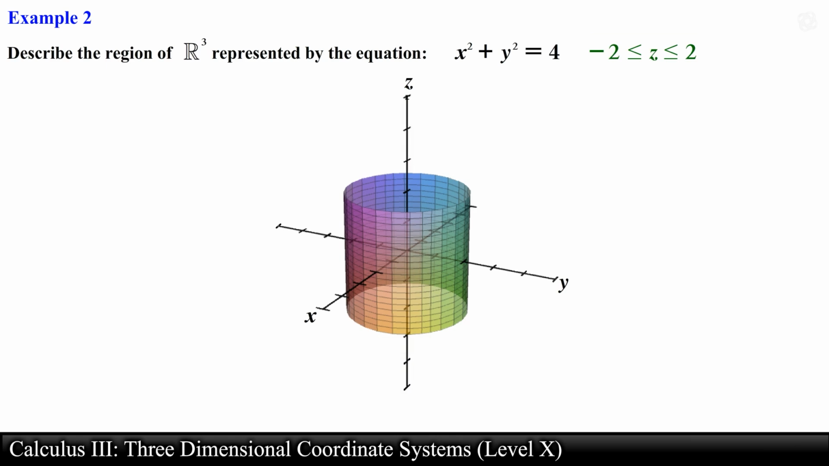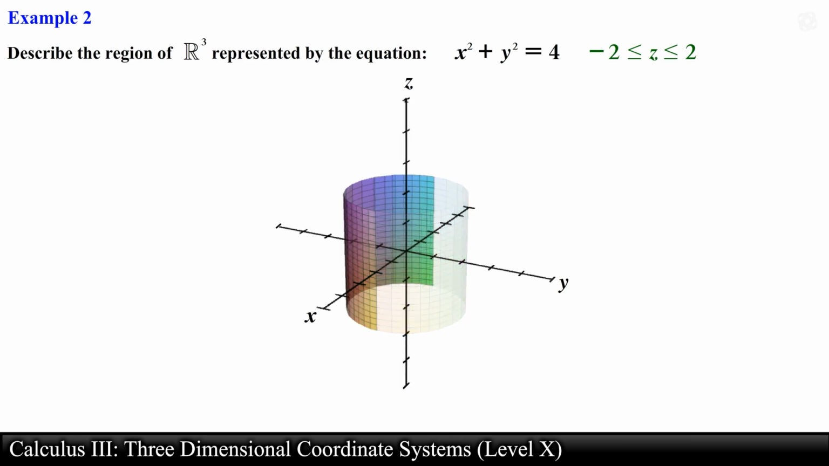What if we wanted to graph only the left half of the cylinder? What restriction would we have to add? In this case, we only want that part of the graph where the values of y are negative. So we need to add the following inequality: y is less than or equal to 0.